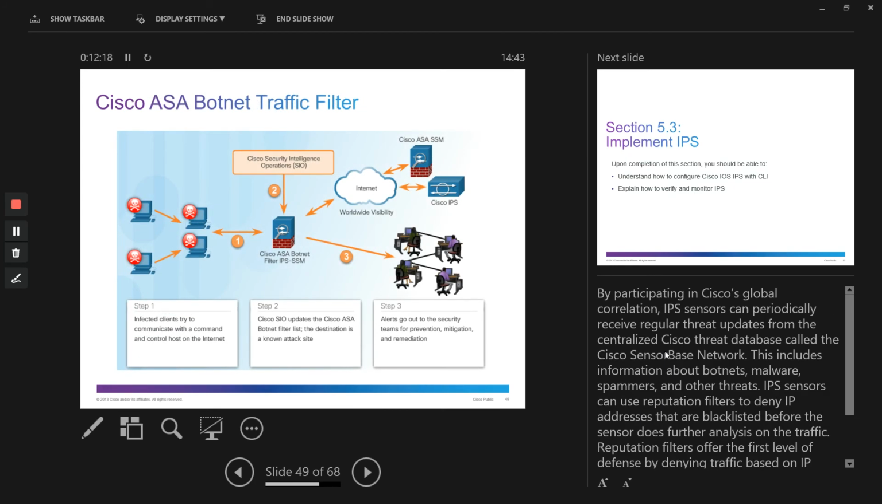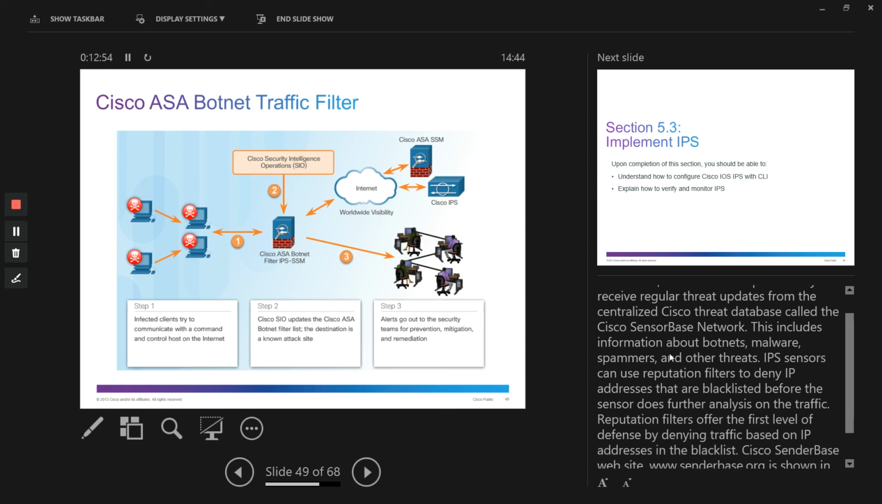When you participate in Cisco global correlation, the IPS sensor can periodically receive regular threat updates from the centralized Cisco threat database, which is called the Cisco sensor-based network. This includes information about botnets, malware, spammers, and any other threats. The IPS sensor can use these reputation filters to deny IP addresses that are blacklisted before the sensor does further analysis on the traffic. These reputation filters offer the first level of defense by filtering traffic based on IP addresses in the blacklist.